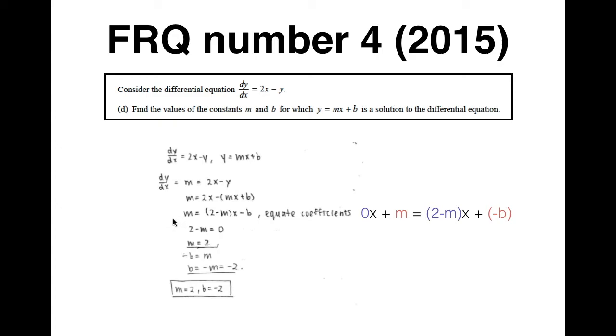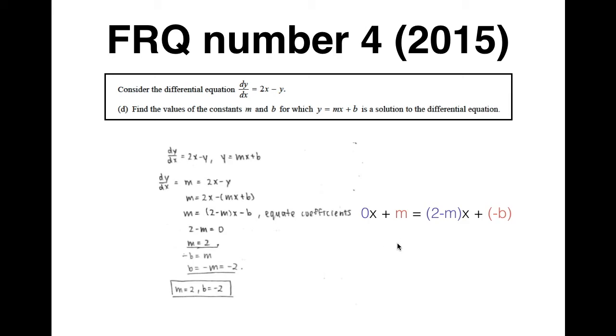If you look at this line here, m actually means 0x plus m. And then on the other side you have (2 minus m)x minus b. So we need this to be true whatever x is. We can choose x equals 1, we can choose x equals 2, we can choose x equals 57. It has to be true all the time. That means that the coefficient for x has to be equal on both sides, so that whatever x is chosen, it'll always match. And then the constant has to be the same on both sides as well.